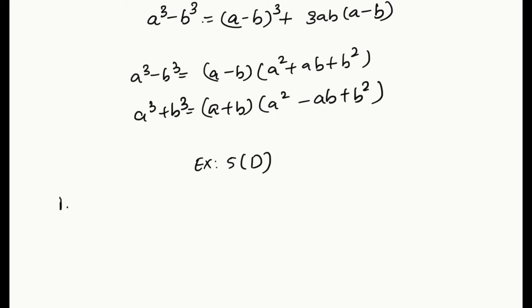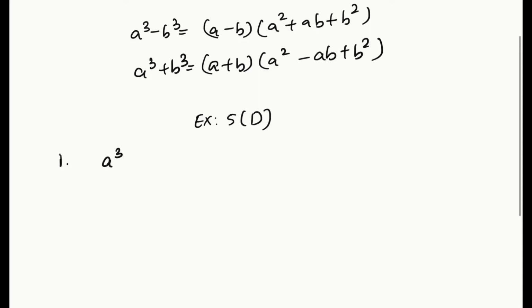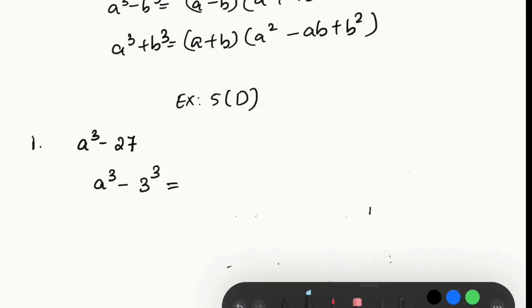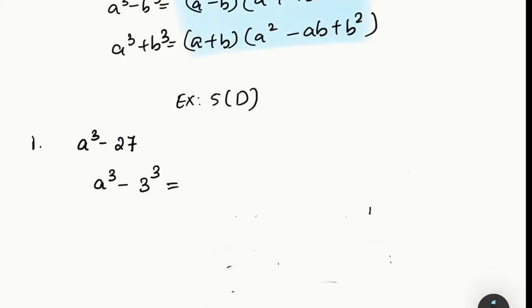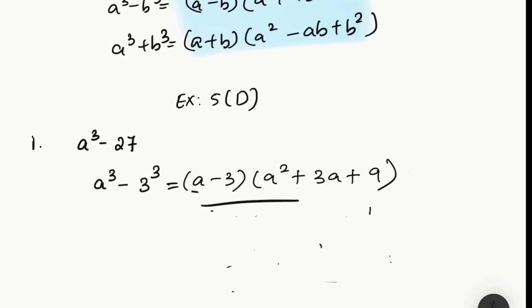Okay, let us start with the first question. Factorize a cube minus 27. So how do I do it? 27 can be written as 3 cube. So I can write it in the form a cube minus b cube. So now let us use this formula. So a minus b, that is a minus 3, into a square plus a into b, that is a into 3, 3a, plus 3 square is 9. I can write it like this.